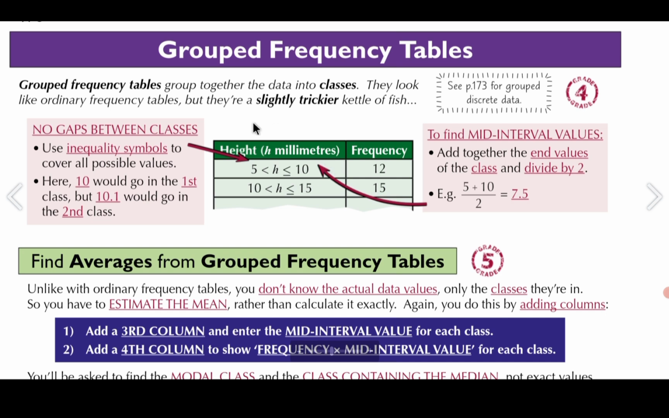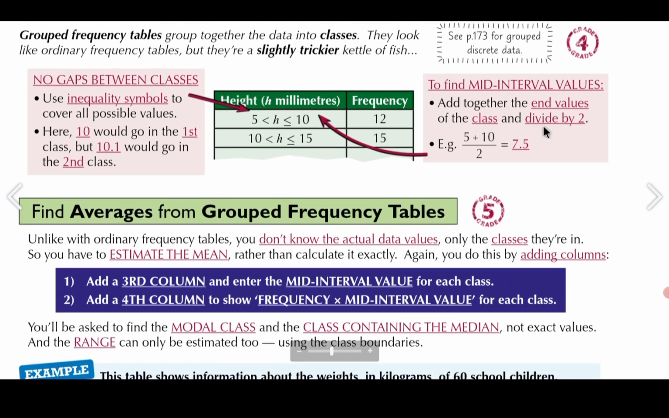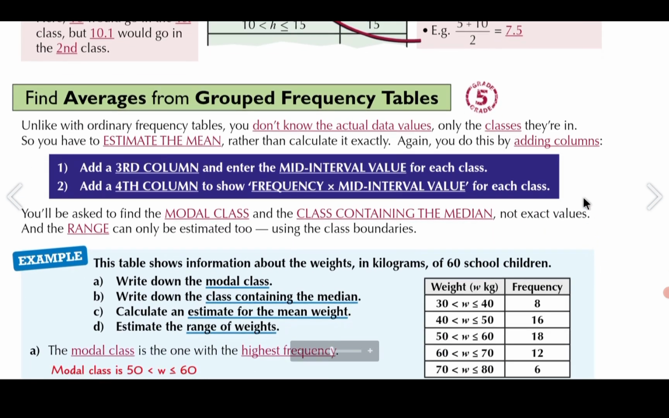They look like ordinary frequency tables, but they're slightly trickier. Actually, they're not tricky at all, because you just need to find averages. You add this plus this, divide by 2, and you get your average. The same thing applies here. So let's look at how you can find the averages from a grouped frequency table. This is very easy.